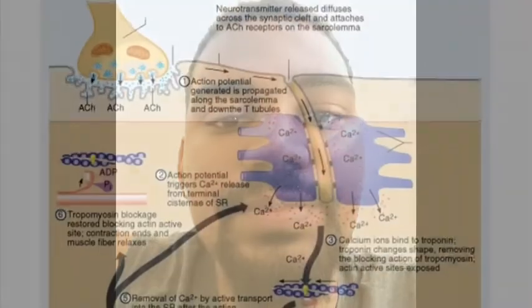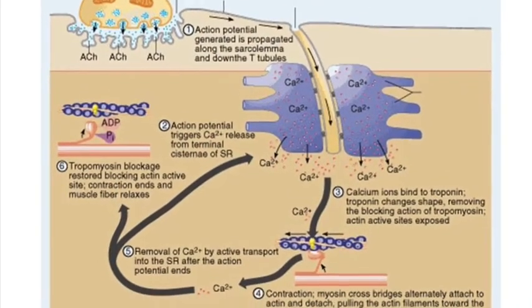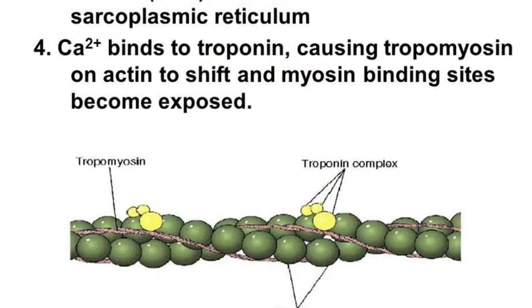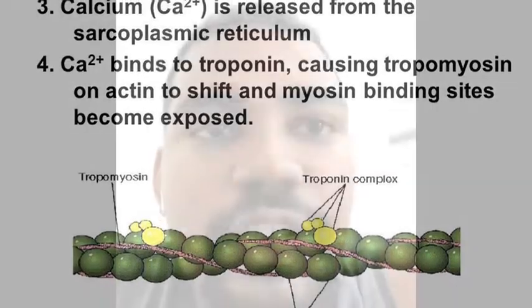Step 6 is the action potential travels across the sarcolemma and down the T tubules, which triggers the sarcoplasmic reticulum (SR) to release calcium. Step 7. As the calcium level rises, calcium ions bond with troponin, which removes the blocking action of tropomyosin from the actin binding sites. Step 8. Myosin is now ready to bind with the actin and form cross bridges, which begin the contraction process.